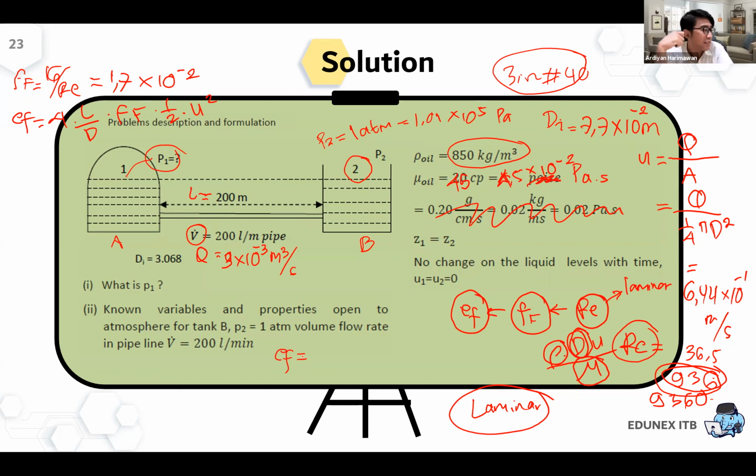Anyone get the answer already? Sir, I got 36.63. 36.63. Okay. What will be the unit? Do you still remember? What is the unit of EF? What will be the unit of this friction loss?